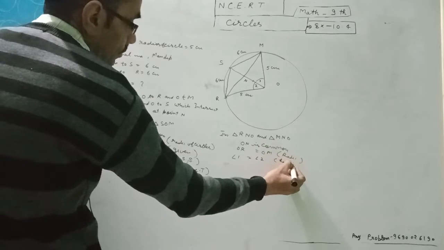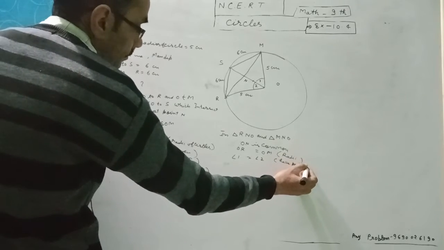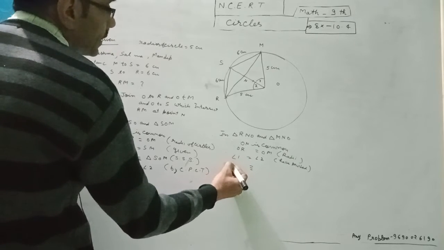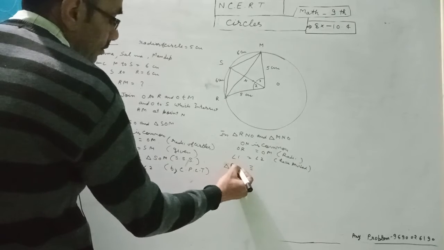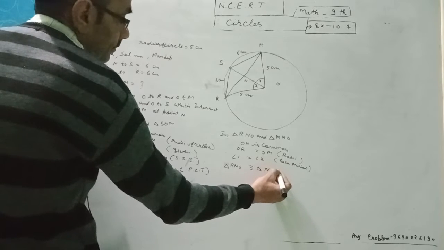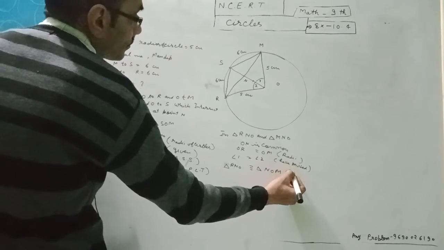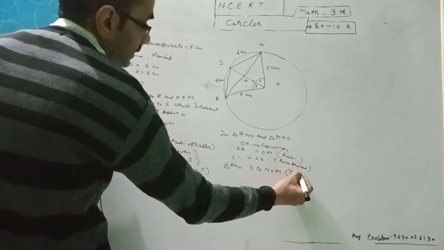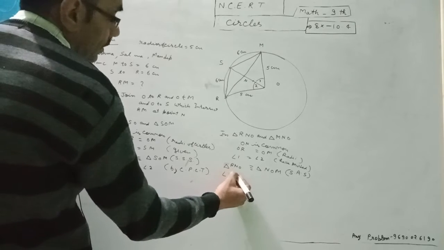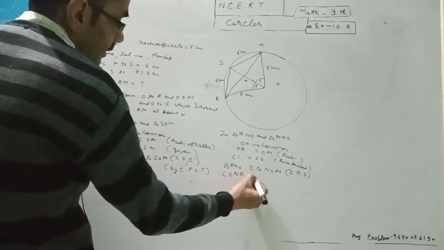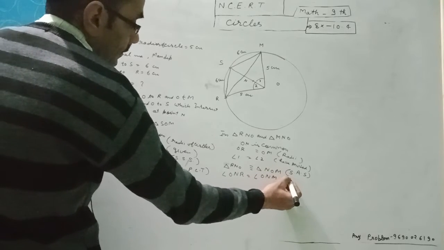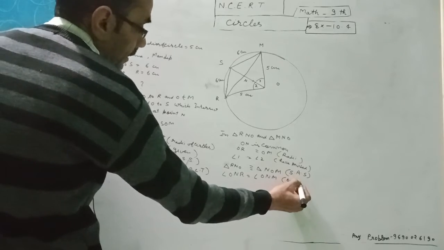These angles have proved. So both triangles are congruent. Triangle RNO is congruent to triangle NOM by SAS. Angle ONR is equal to angle ONM by CPCT.